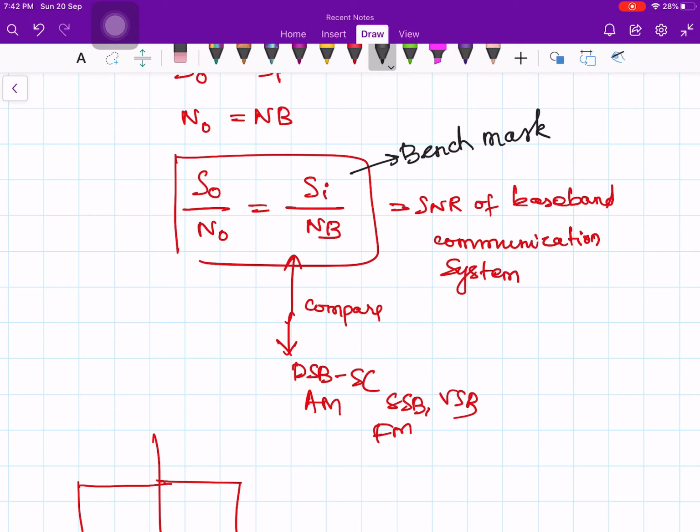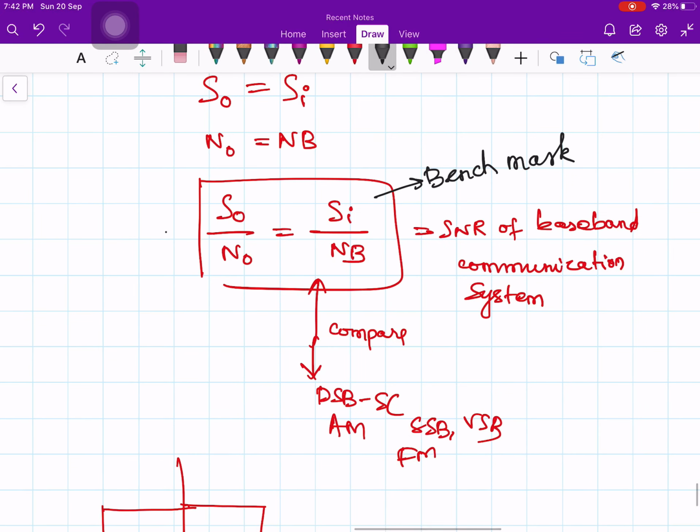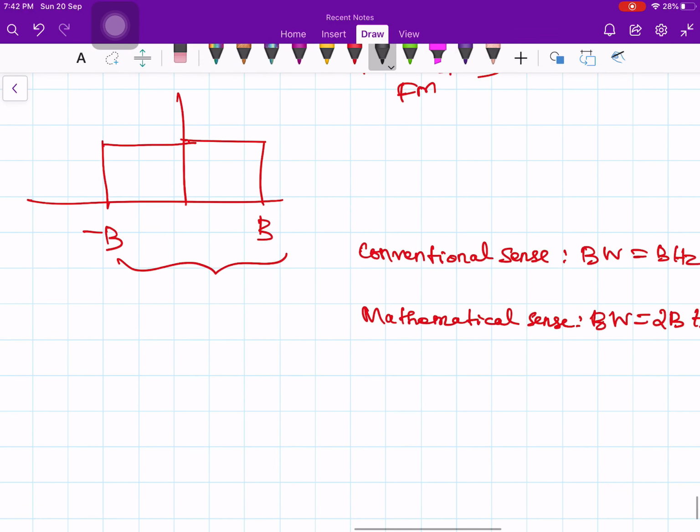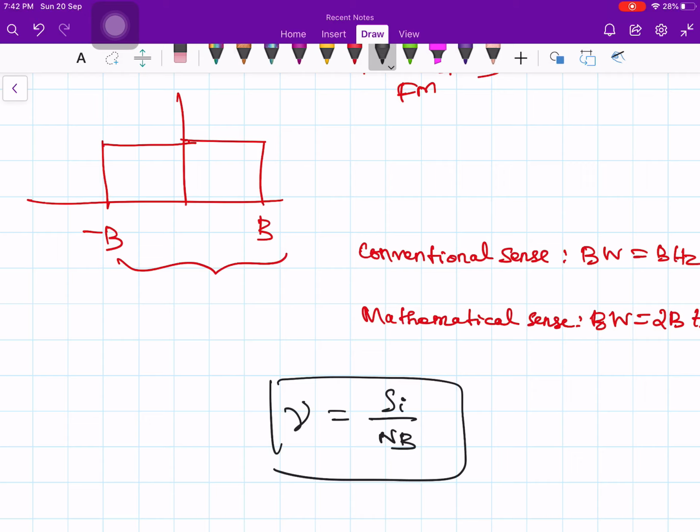And assuming the noise power spectral density is N by 2, this benchmark we call by a special symbol, gamma, denoted by the LaTeX notation gamma. Therefore gamma is equal to S_I divided by N B. That's it. This is the SNR of your baseband communication. Anything else that we do, we try to compare in terms of this benchmark with other systems.